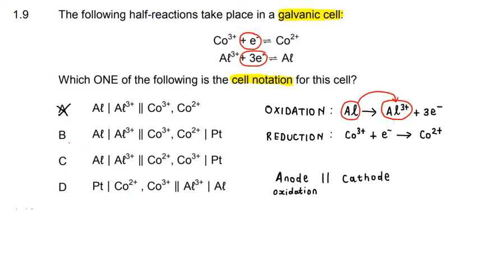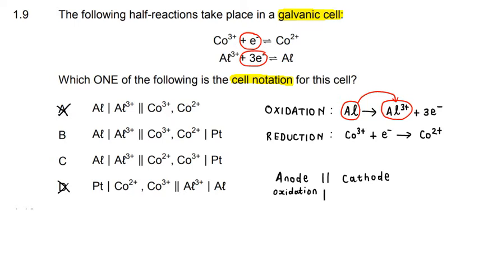Now if you check B, you have solid aluminium, aluminium 3 plus, and now here comes the problem. In D, this first part has to talk about what is happening at the anode. We can't start the cell notation by talking about what is happening at the cathode, so immediately that cancels out option D. We're moving along nicely. We're now stuck with options B and C. We only have two things to work with.